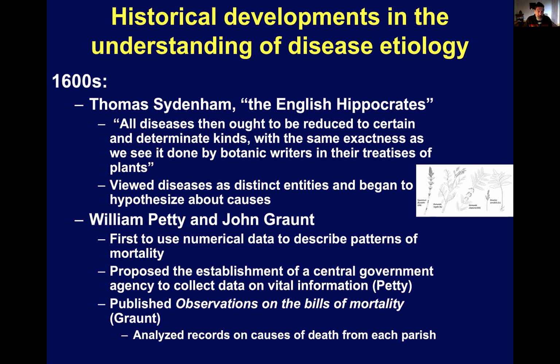And they went around and gathered information from each parish in London on the bills of mortality that each parish would publish, say, on a weekly basis, to tally the number of births and deaths, and in some instances, even the causes of death. After doing this, they realized how important it could be, and they proposed the establishment of a central government agency to do this going forward, to collect data on vital information on births and deaths. And they published a very important book, entitled Observations on the Bills of Mortality, where they analyzed these data and presented their results.